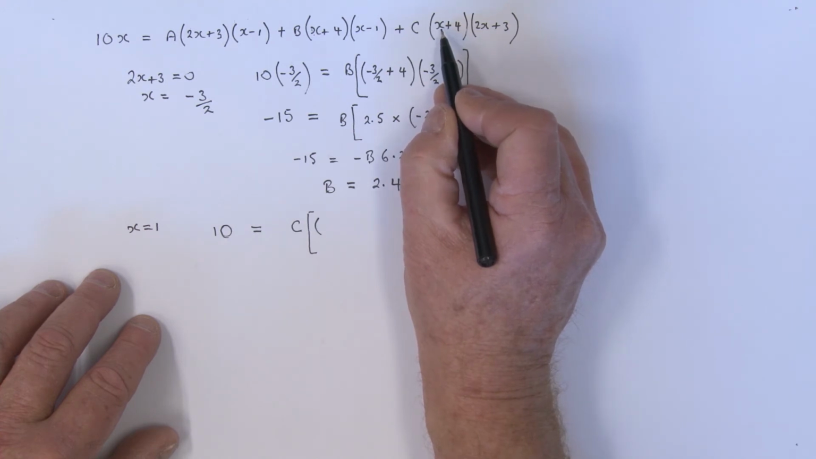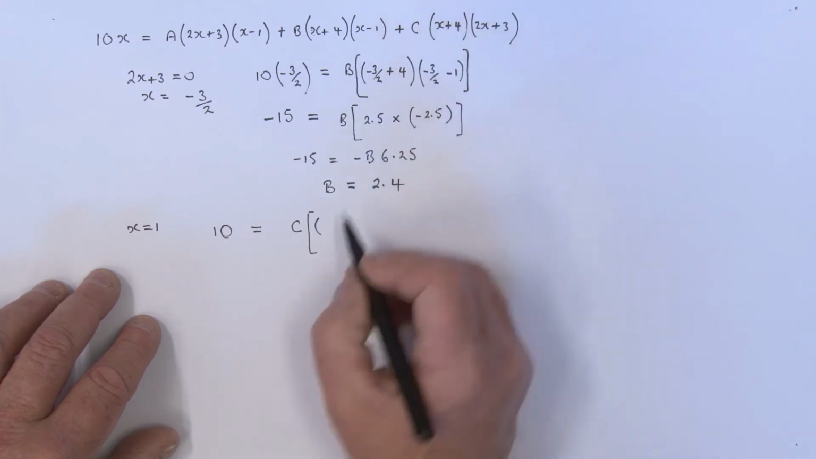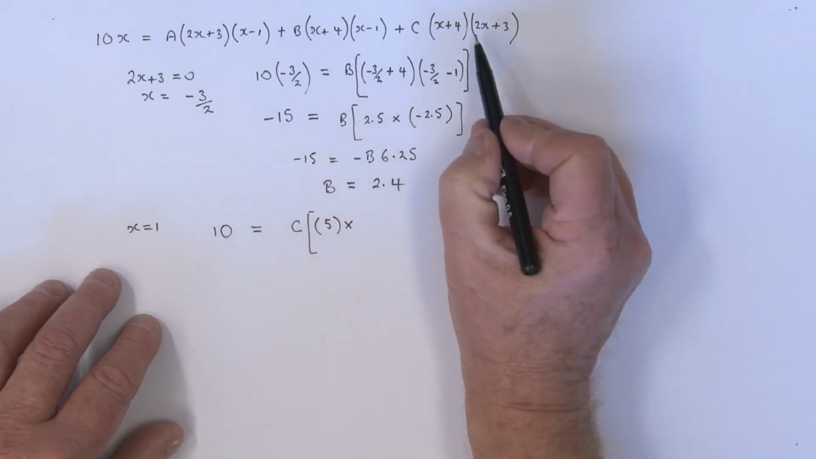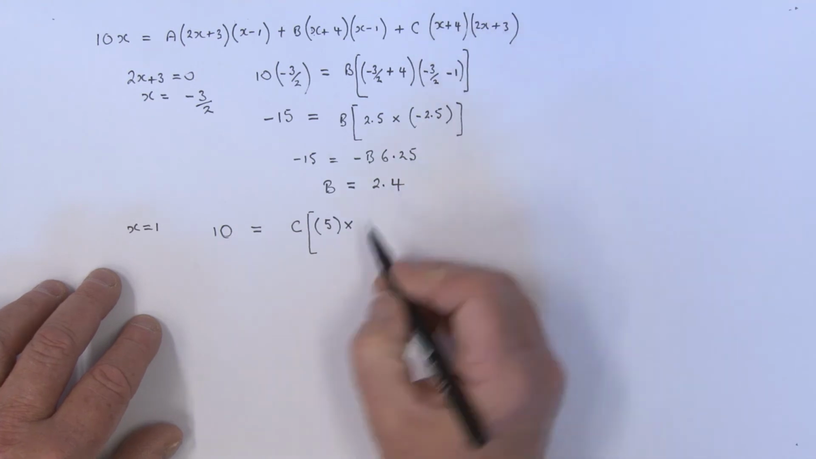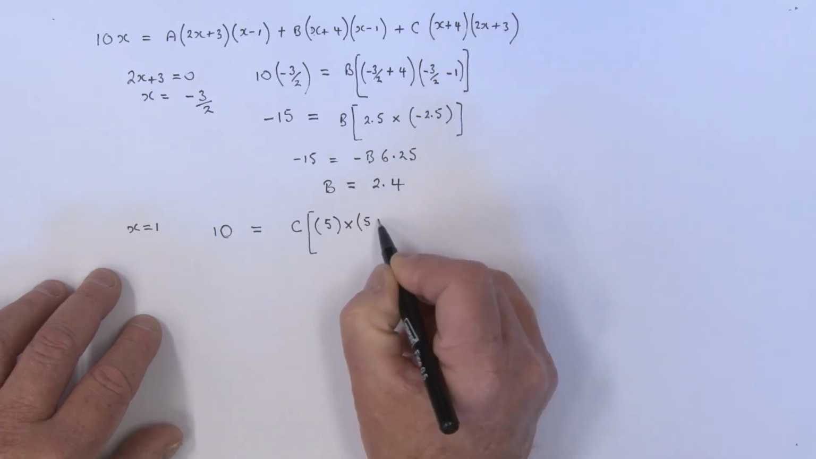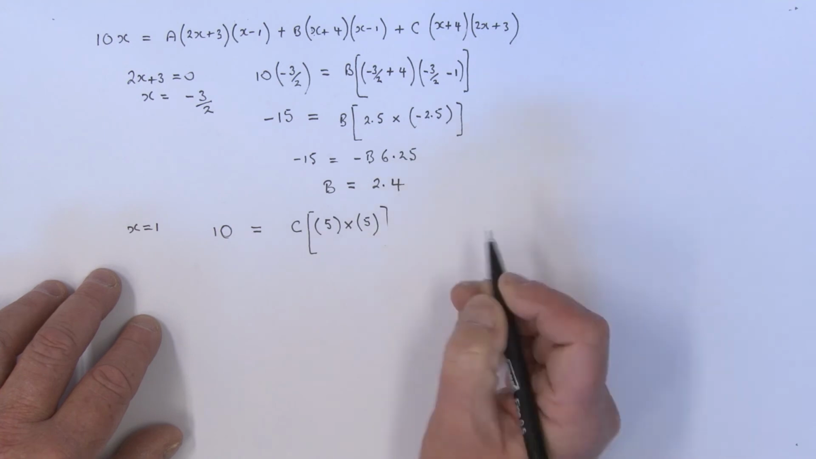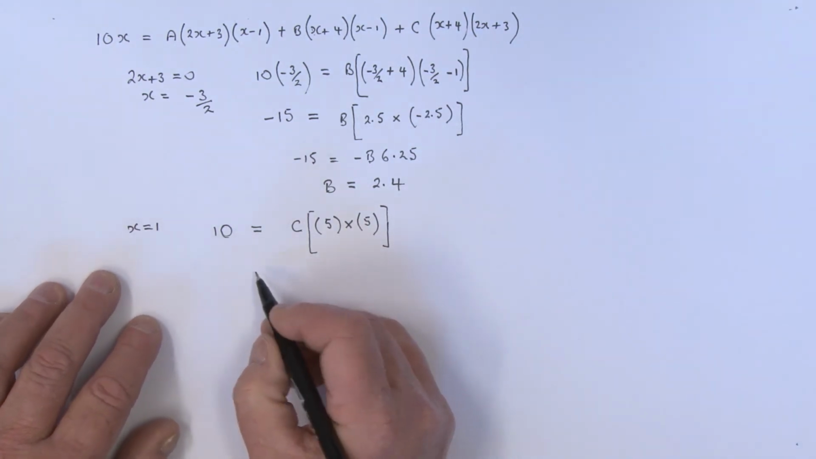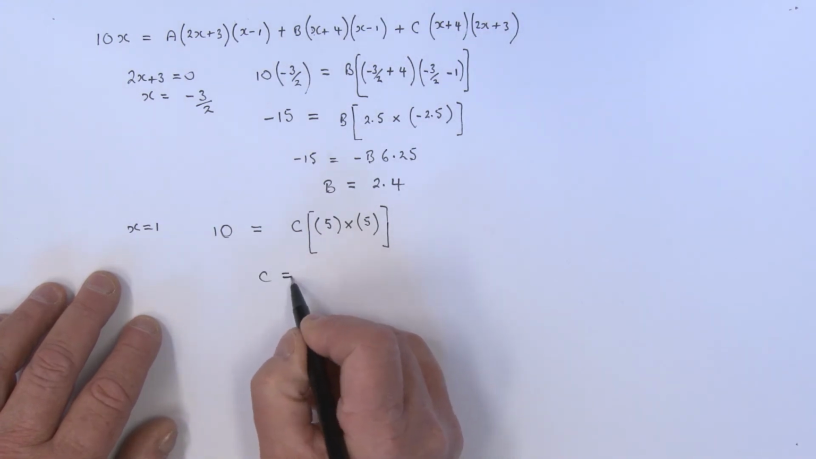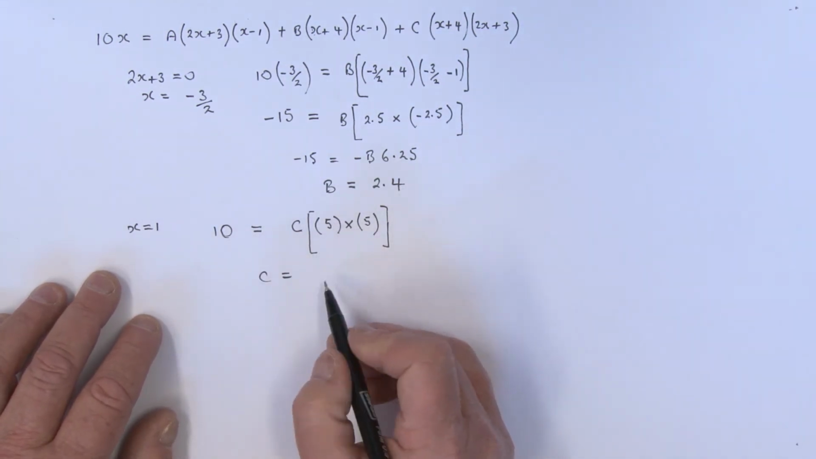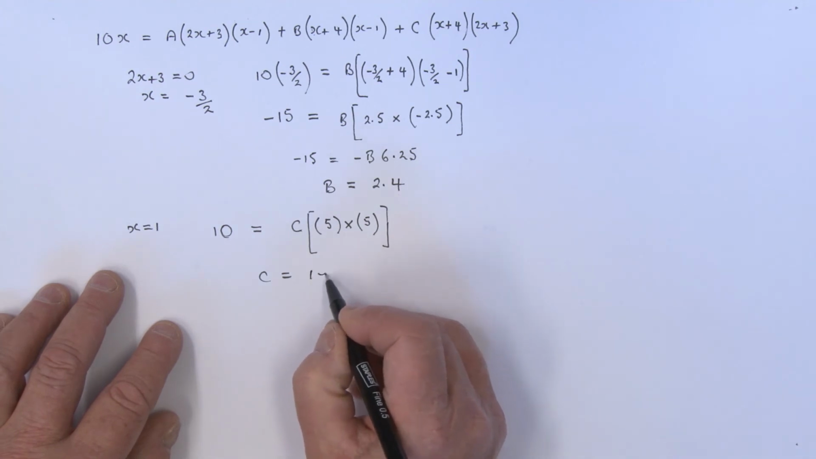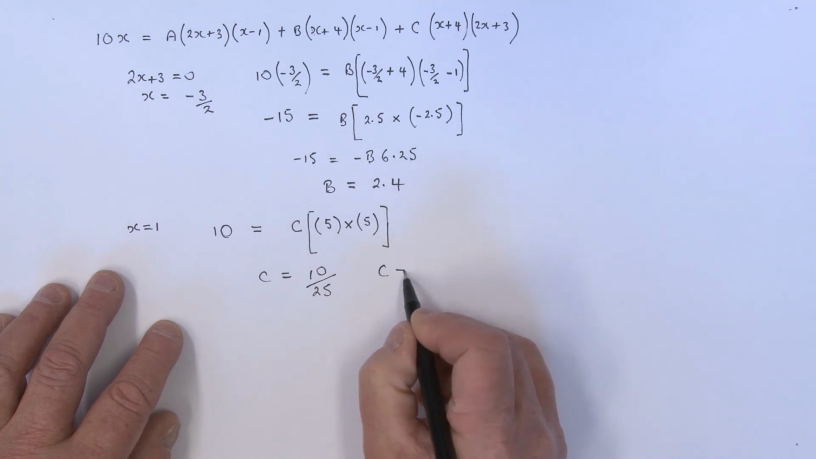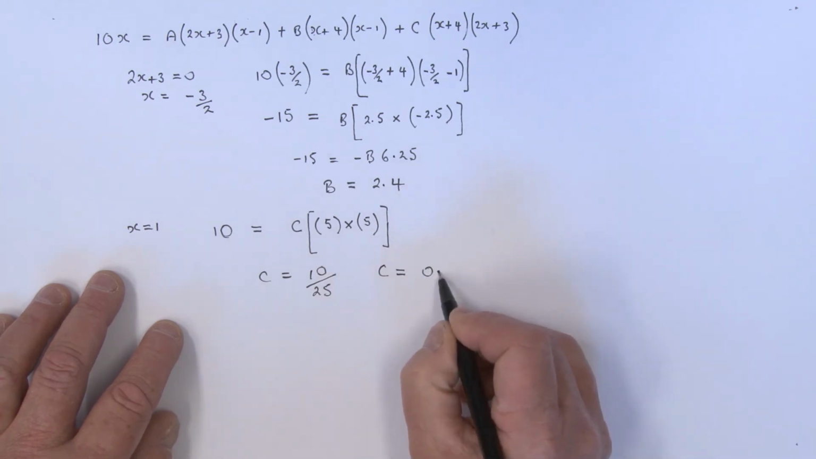So that's 1 plus a 4, which is really a 5, isn't it? And that's going to be multiplied by, well, what is that? That's 2 plus a 3, which is also a 5. And so therefore, I can now say that my c, just evaluating this, would be equal to 10 divided by 25, and so therefore c is equal to 0.4.